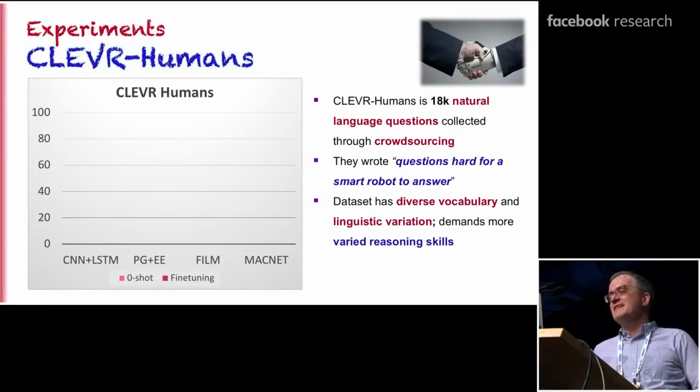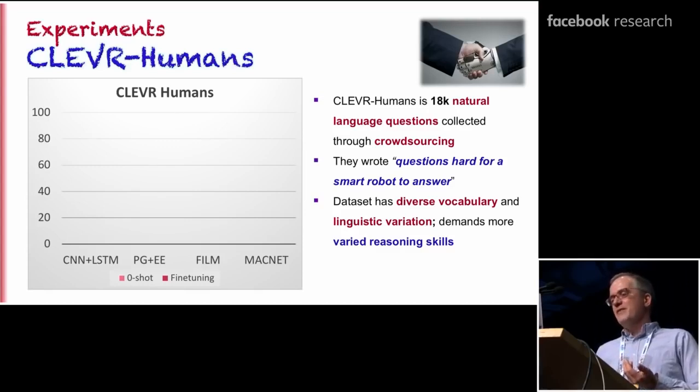So it consists of 18,000, a small number of real human language examples coming from crowdsourcing. The humans were instructed to write questions that would be hard for a smart robot to answer. In particular, they were able to ask any kind of question, which could be semantically quite different to the only 5 types that the systems were trained on. That data set was regarded as too small to actually train on.